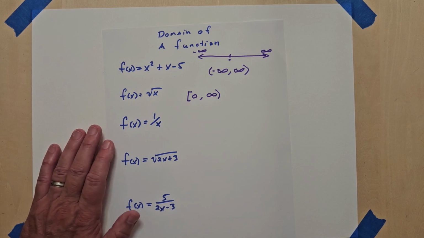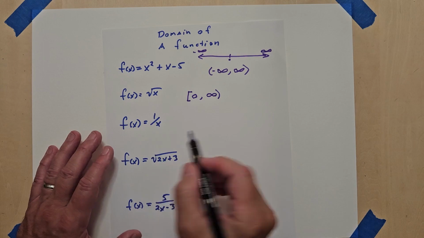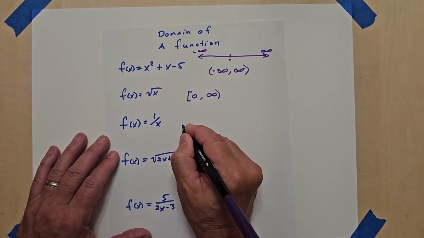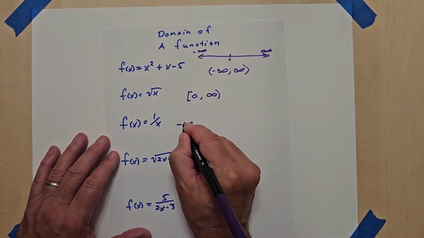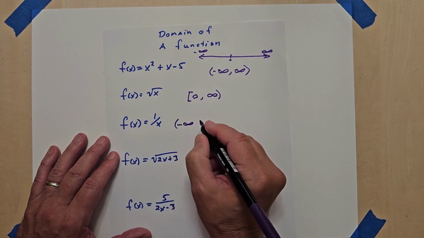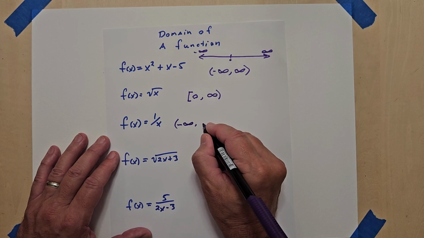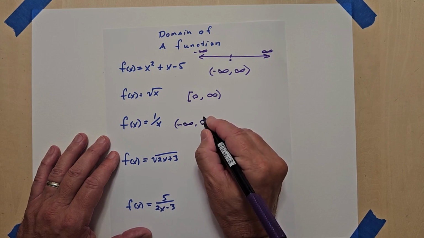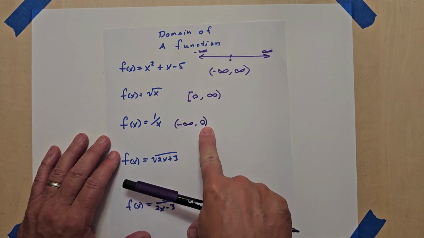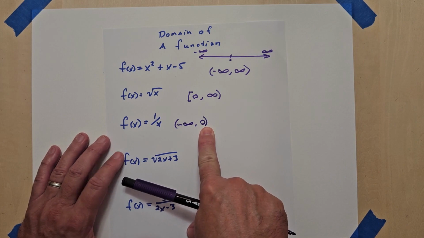But it's okay. It's not a bad notation. So here's what it looks like. We're going to start at negative infinity, go all the way up to 0, but we're not going to include it. So this parenthesis says we're actually excluding the 0.